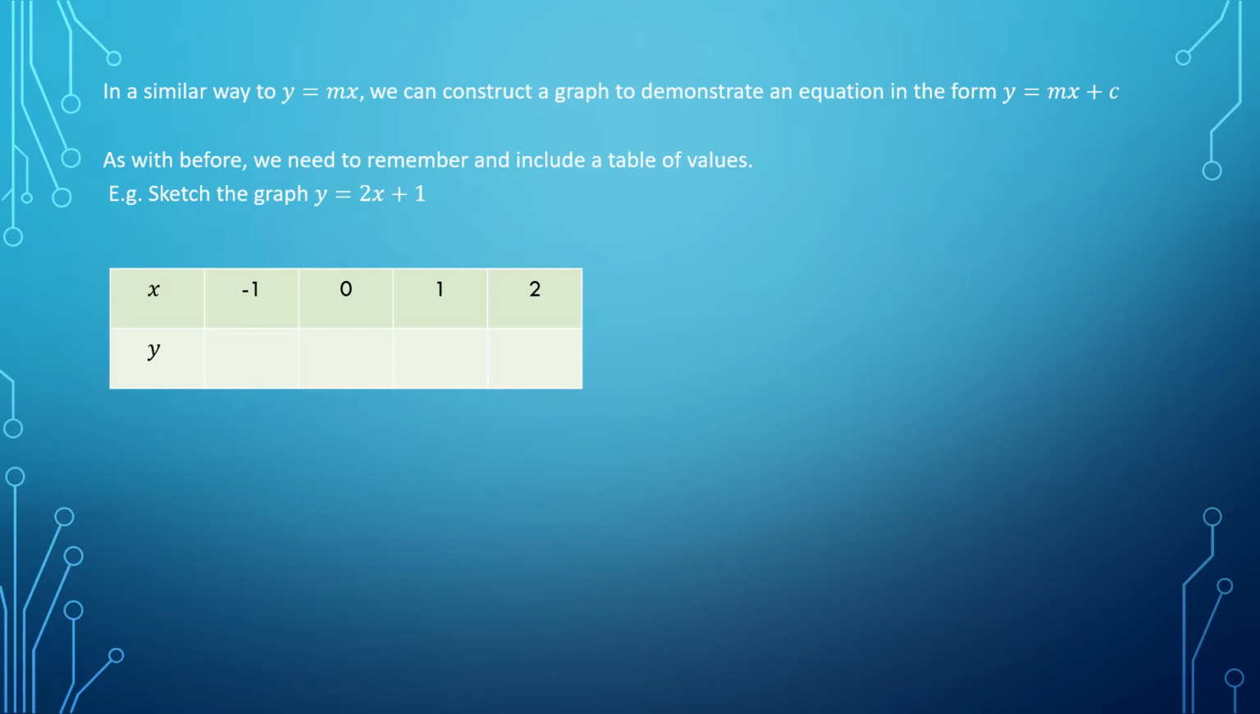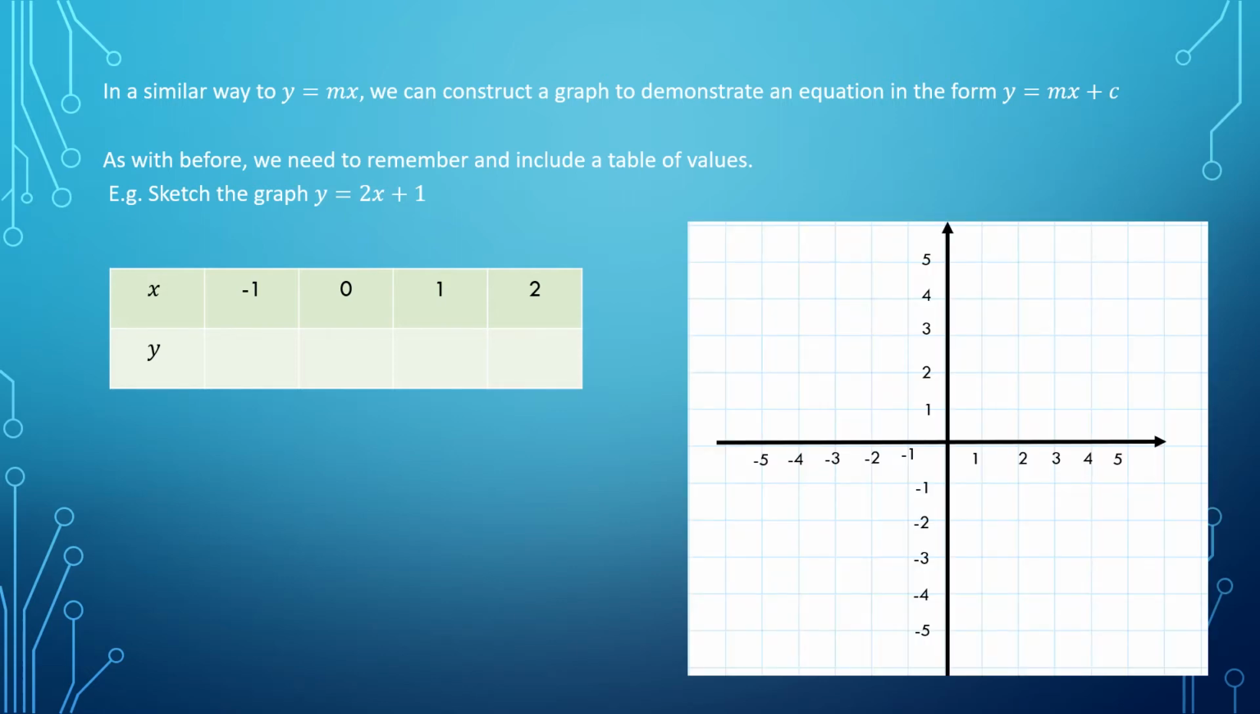And what I need to do is find the corresponding y value for each of these, plot the points, join them up, and hopefully create another straight line. Once again, I need to draw out some axes so that I can plot my points somewhere. So my first x value is -1. This time the equation is a little bit different. There's a wee extra bit added on the end.